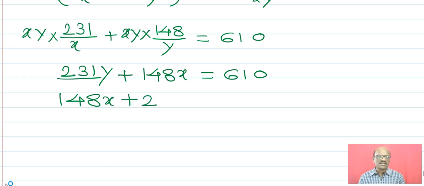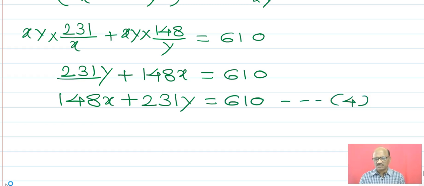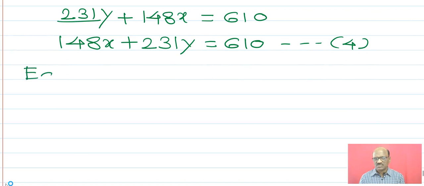Write the equation in the standard form. That is, first write the term of x and then the term of y. That is 148x plus 231y is equals to 610. This is equation number 4.